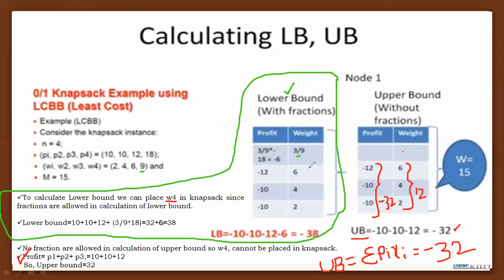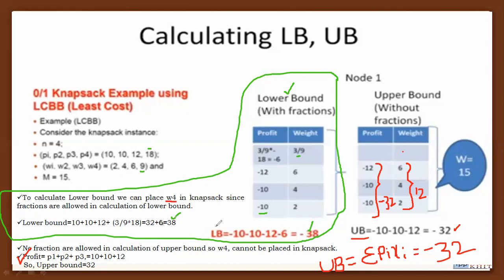So now you can see the total weight does not exceed the knapsack capacity. When 3 by 9th weight is taken, 3 by 9th profit is also taken. 3 by 9 into 18 is 6. So now find the total profit: 10, 20, 32 plus 6, 38. 38 is the lower bound.